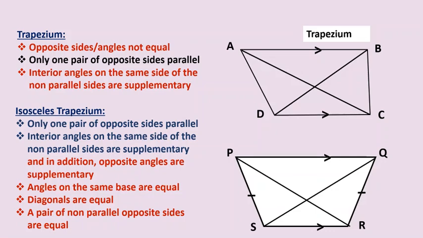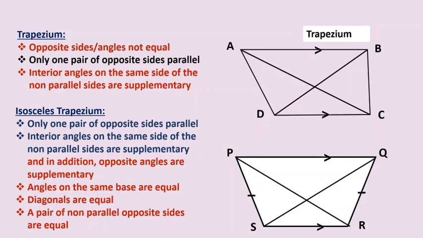Parallel means parallel. Non-parallel means opposite of parallel. So AD and BC are non-parallel. AB and CD are parallel. In the below trapezium, PQ and RS are parallel. PS and QR are not parallel.